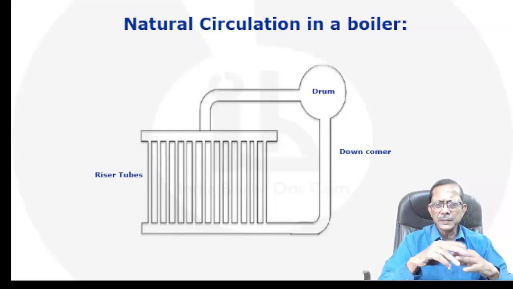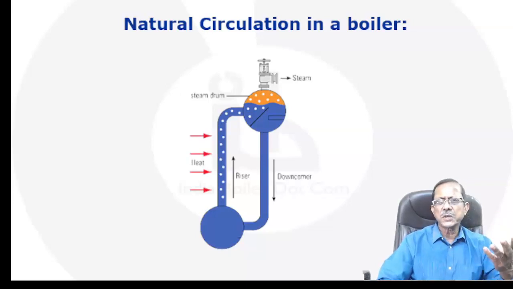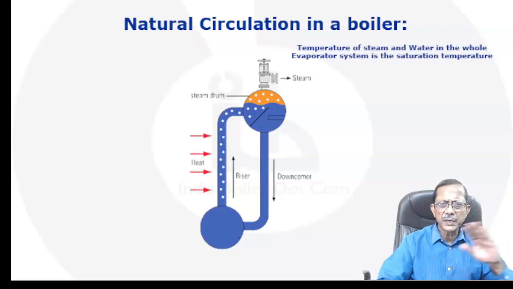Now, if I simplify this to a circuit with just a steam drum, downcomer, bottom ring header, and the riser, and I ask you how the circulation in natural circulation is created, then the answer is density difference. When I ask how the density difference is created, some people answer that it is because the heat is received only in the riser tube and the downcomer tube is away from the furnace. That's why there is a temperature difference, right? Wrong. There is no temperature difference. The whole evaporator circuit is at the same temperature, and that is the saturation temperature corresponding to the evaporator pressure.